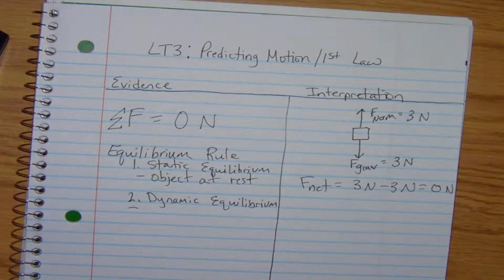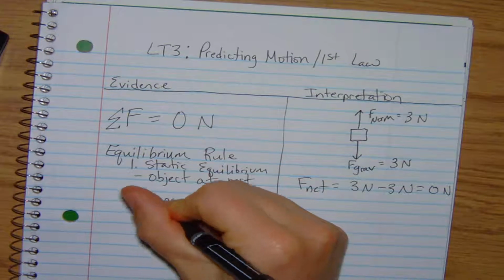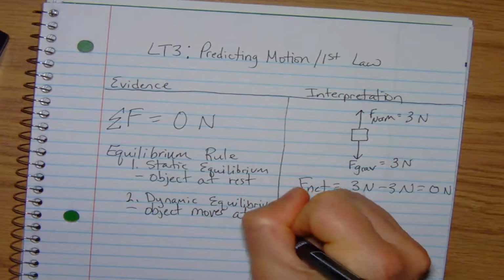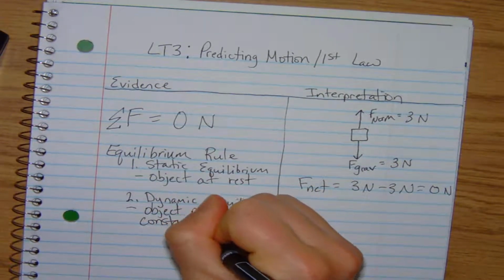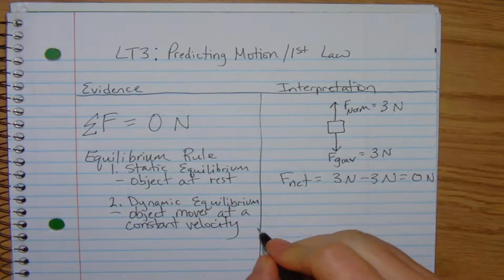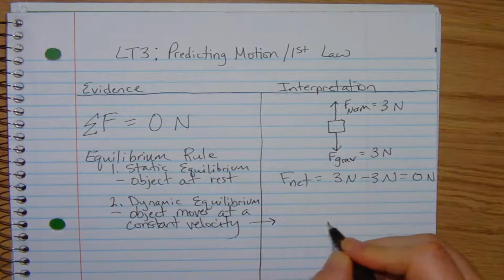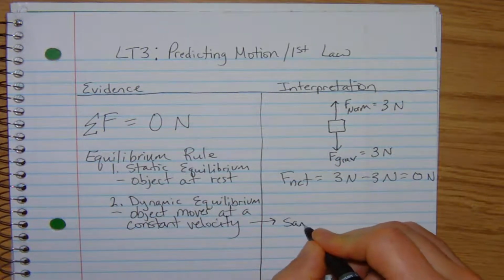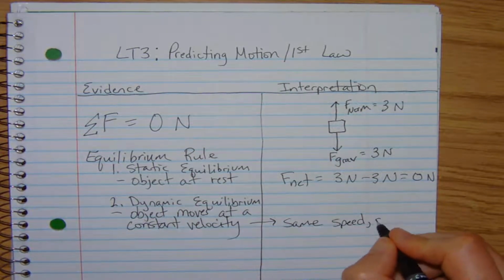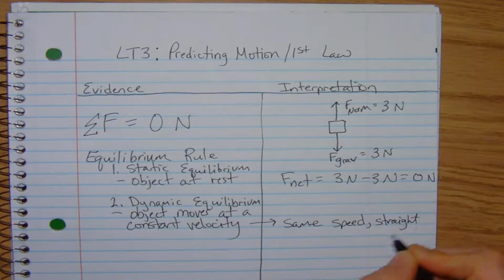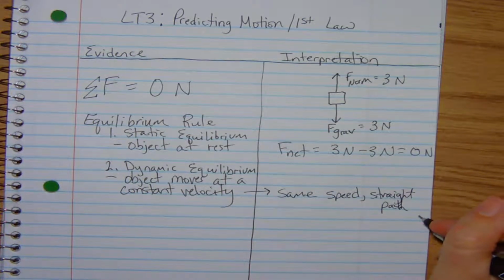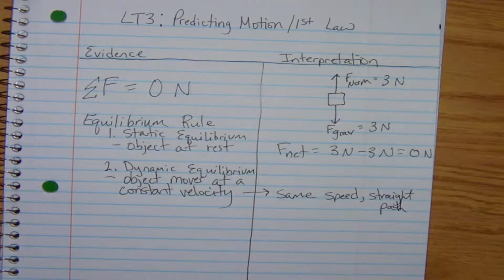And what would happen if something's in dynamic equilibrium? You have an object or a person, whatever. The object moves at a constant velocity. And remember from quite a while ago now, if something's a constant velocity, that must mean same speed. So maybe a constant 60 miles an hour, and it must be a straight path. There can't be any turning. That includes a circle. So same speed, straight path means dynamic equilibrium.